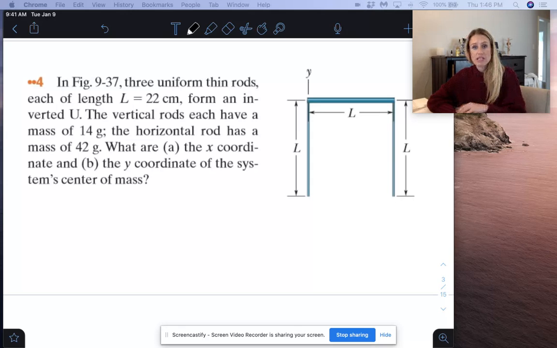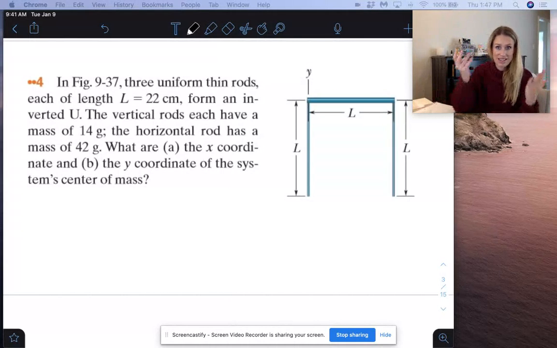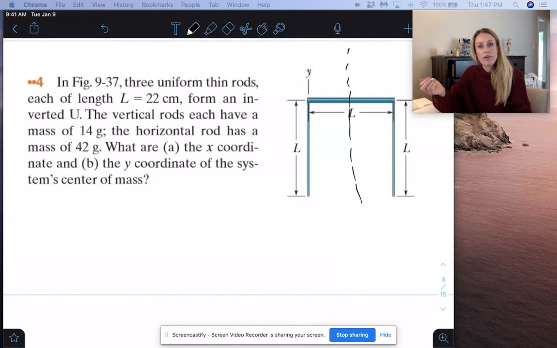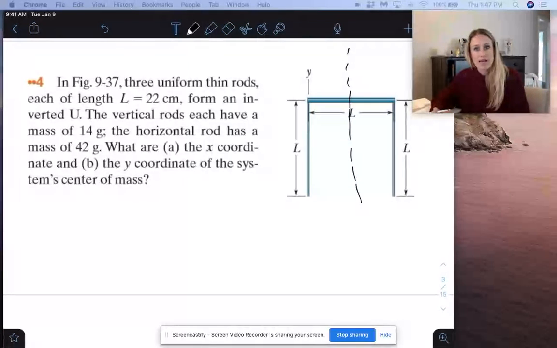So the very first thing here is that we have something that has symmetry, which I mean, we can kind of fold it in half and it looks the same on both sides. So if you see that if we divide this down in the center, that it has symmetry down that center there. So what that tells us is that the center of mass has to be on that center line somewhere. We don't know the y coordinate of the center of mass yet, but we do know that the x coordinate has to be 11 centimeters because the length of each of those rods is 22 centimeters.